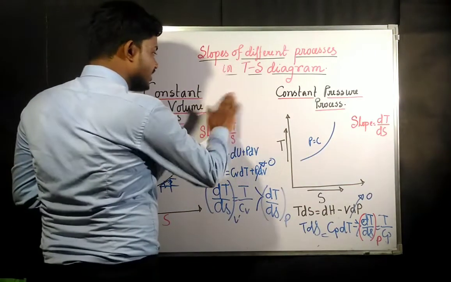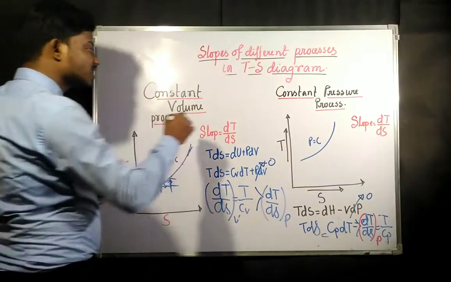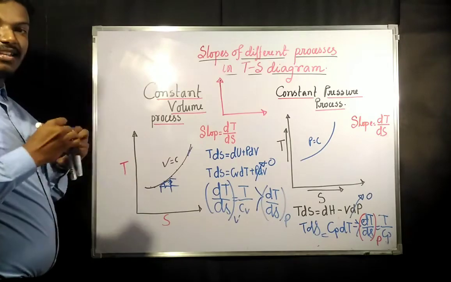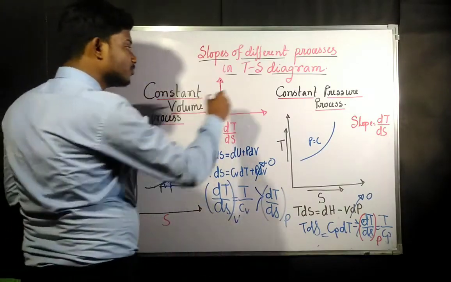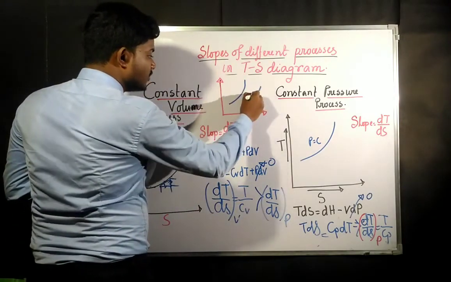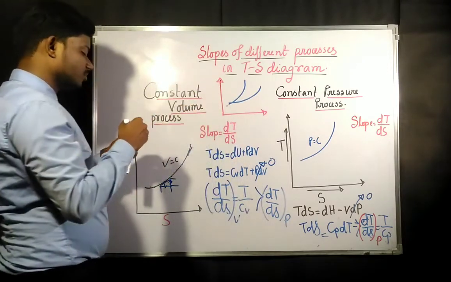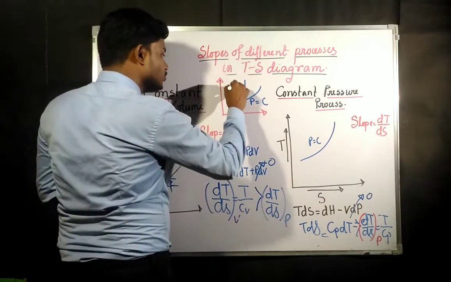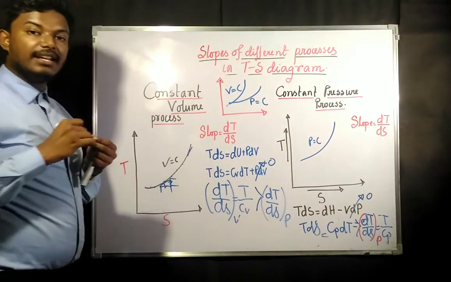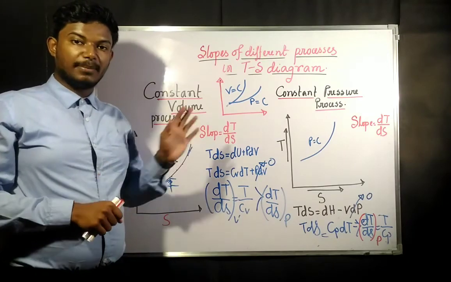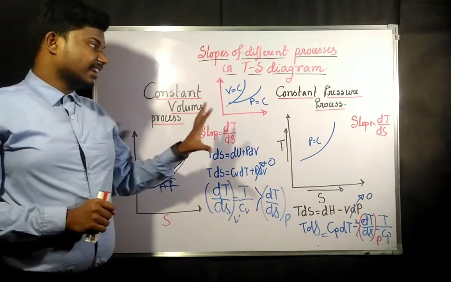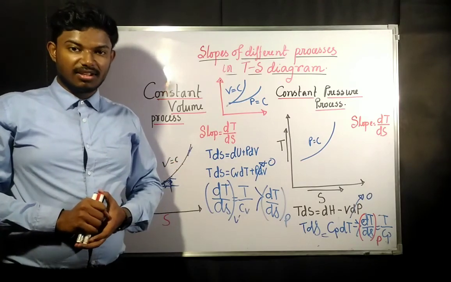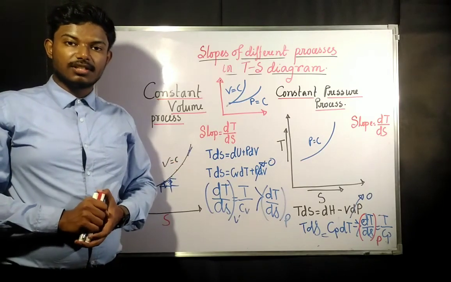In general, if you draw constant volume and constant pressure in a single T-S diagram, the slope of the constant volume process is going to be higher and the slope of the constant pressure process is going to be lower. So this is going to be the constant pressure line and this is going to be the constant volume line on a temperature-entropy diagram. In the next lecture we are going to see the entropy change for different processes and solve some questions.